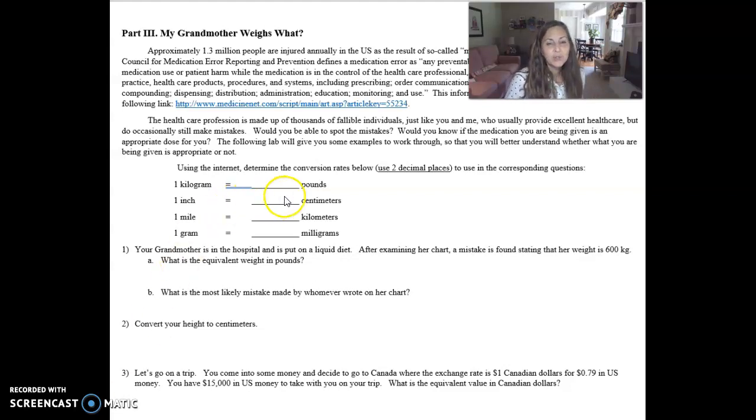You need to Google these on the internet. So you need to Google 1 kilogram equals how many pounds, 1 mile equals how many kilometers, and make sure that you use 2 decimal places. Okay, this is important. So go to 2 decimal places, or I'm going to have to take off some points.